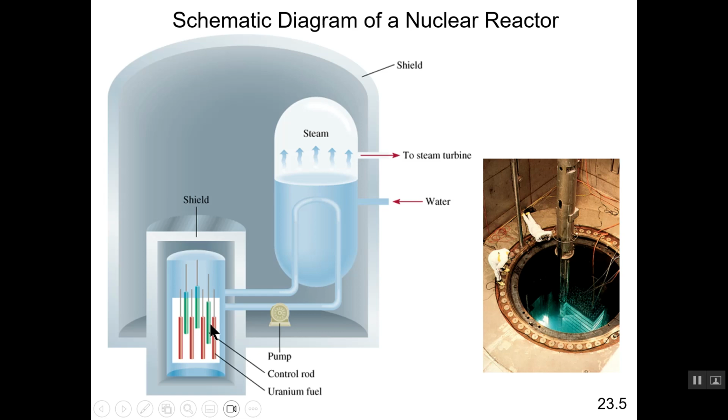These rods are what are used to control the rate of the reaction because they actually affect the rate at which you have the collision between the neutrons and the uranium-235, all right? So basically, if you want to slow down the reaction, you lower these rods, and if you want to increase the reaction, you will lift them up, all right?